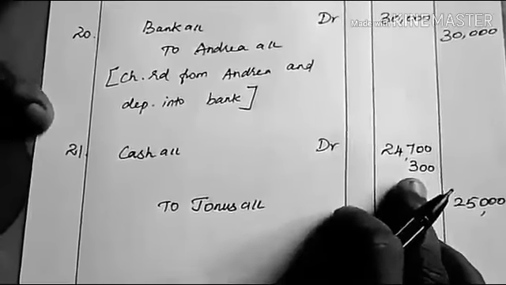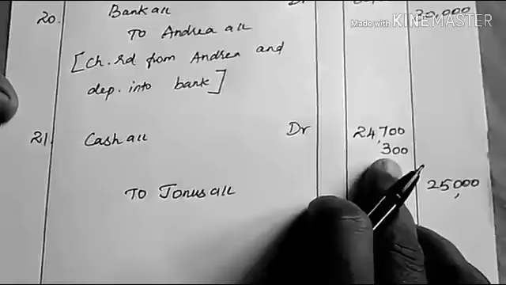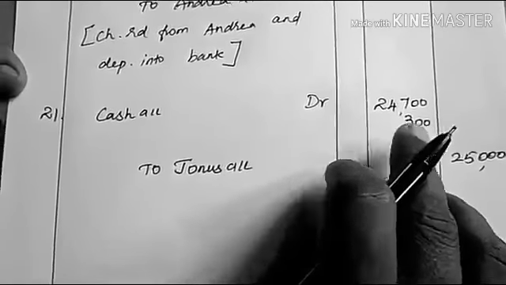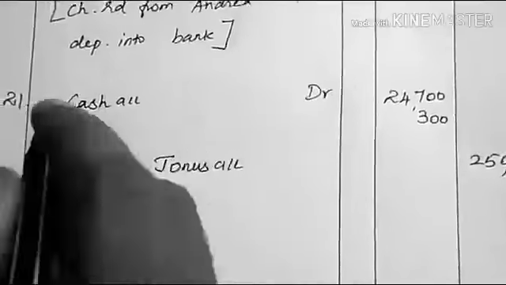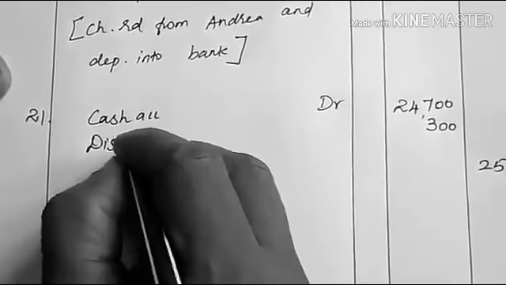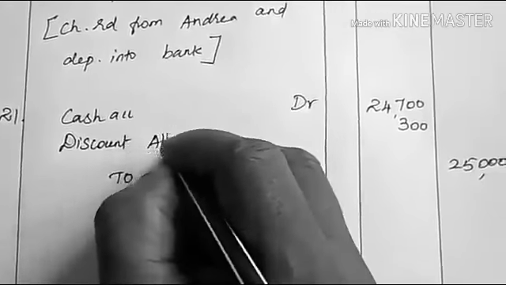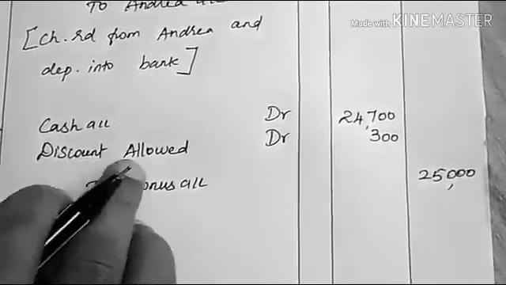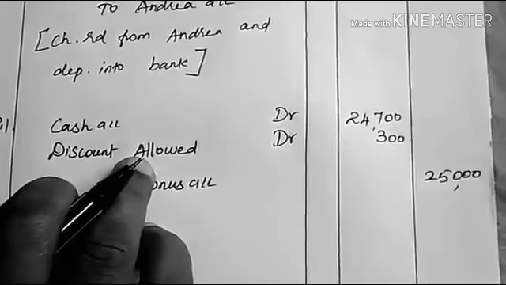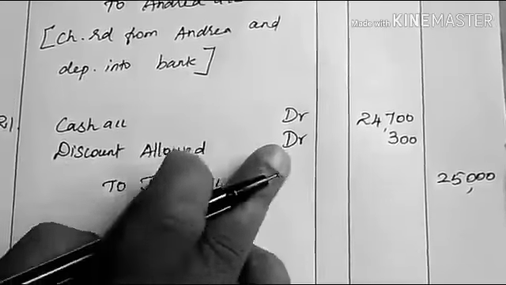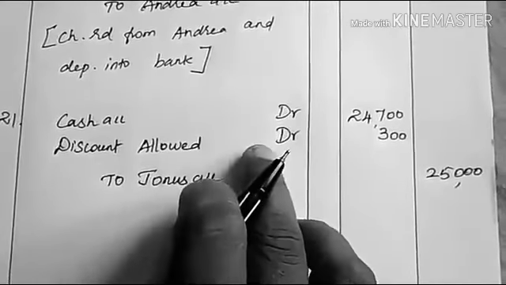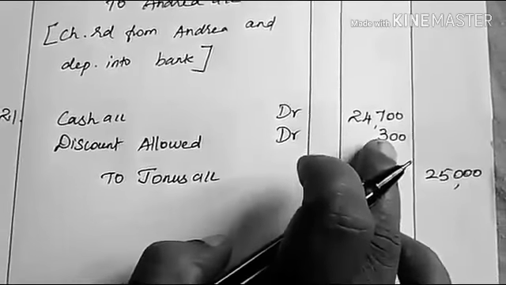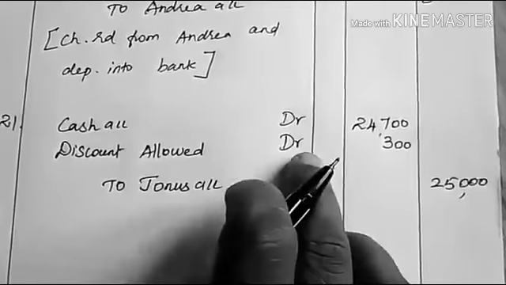discount. You have allowed discount to Jonas. So when you allow any discount to your customer, is it an income or an expense? It is an expense or loss. So discount allowed. You have allowed discount, no? So just debit. Discount allowed is a nominal account. Nominal account rule is debit all expenses and losses. When you allow discount to your customer, it is a loss or an expense. So debit the expense. Discount allowed will be debited.